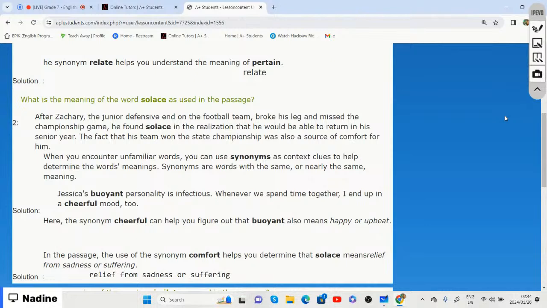So we say synonyms are basically words with the same meaning or almost the same meaning. And an example is Jesse's buoyant personality is infectious. Wherever we spend time together, I end up in a cheerful mood. And then also the synonym cheerful can help you figure out that buoyant also means happy.